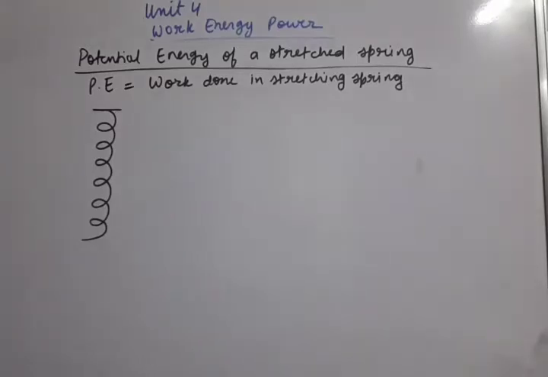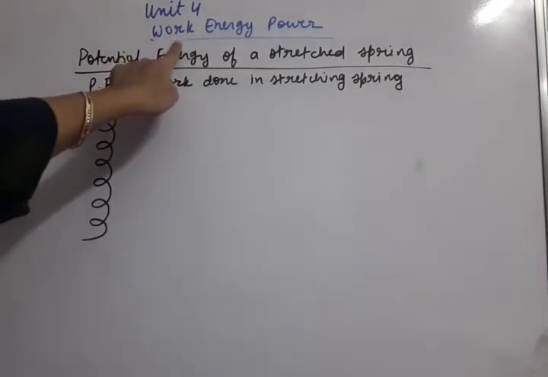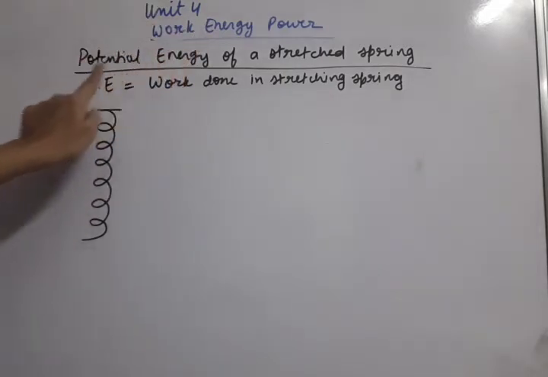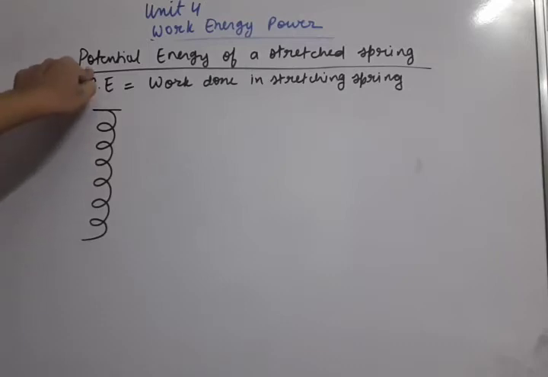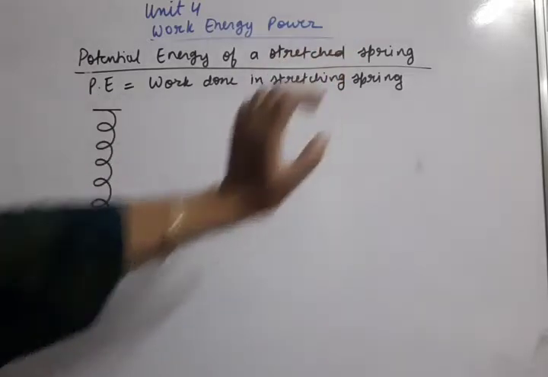Okay, students, in our unit number 4, after completing work and kinetic energy, next we have to solve potential energy. Potential energy for different cases is known by different names. The potential energy related to earth cases, like the earth-moon system or sun-earth system, is called gravitational potential energy. But we have to do the potential energy case of a stretched spring.